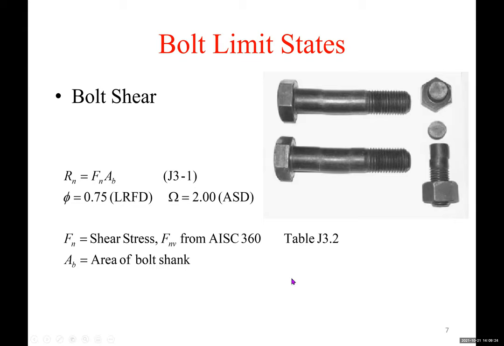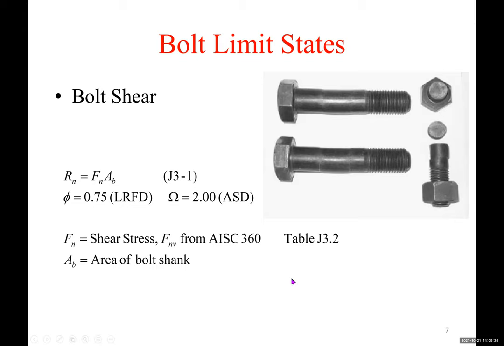So for A307, Group A and Group B, and whether it's N type or X type, whether the threads are included or excluded, or as indicated here, not excluded, that means included. So here, if the bolts are in tension, then we use the nominal tensile strength Fnt. If the bolts are in shear, then we use the nominal shear strength Fnv. So the Fn in the equation, we get it from this table.